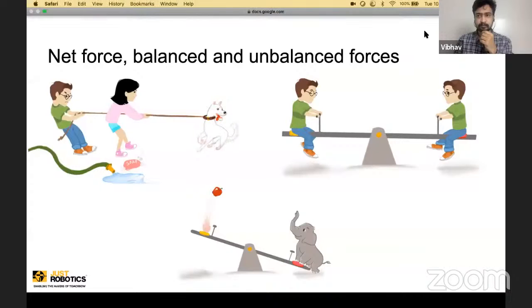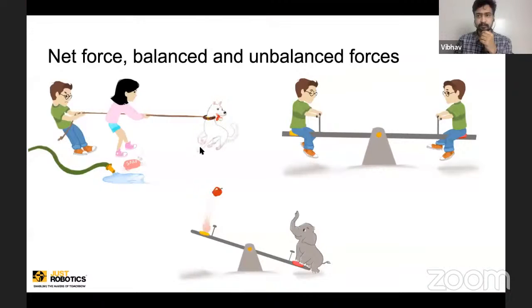Okay, so in this example, we are saying the two people are pulling a dog, right? So the dog is resisting that force. So there are three forces on the rope. One is from the girl, the other one is from the boy, and there's a third force that is from the dog. If all the three forces are balanced, then the rope would appear to be stationary, right?